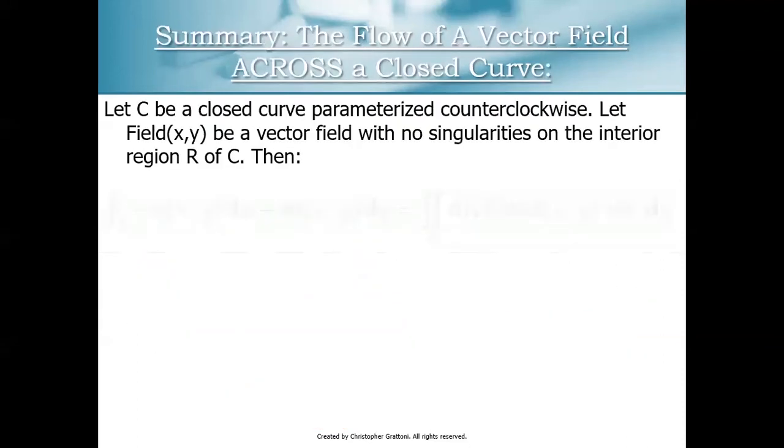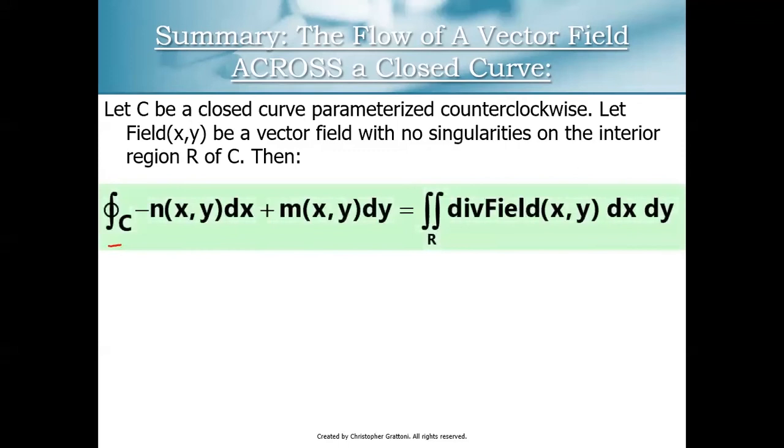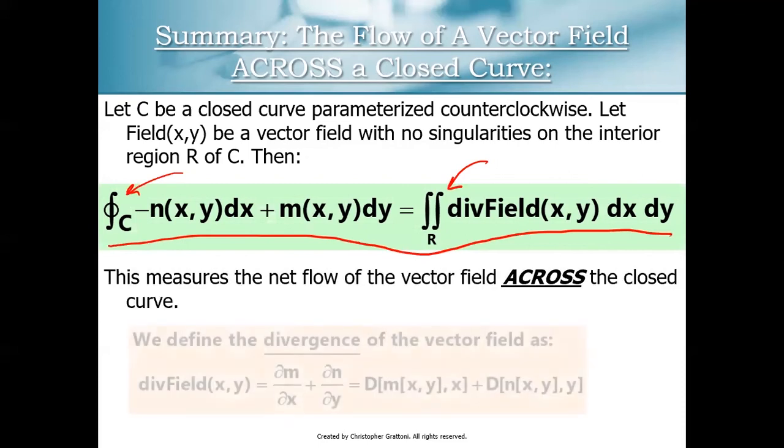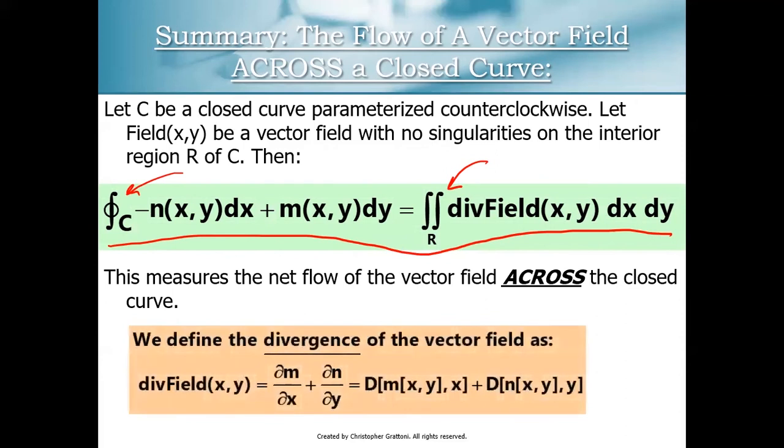So again, here's a quick summary. This is the Gauss-Green formula applied to flow across. We can either choose to do the path integral along the boundary of field dot normal, or we could do a double integral of the divergence over the interior region that the closed curve encloses. Now, divergence in Mathematica would be the derivative of M of x y with respect to x plus the derivative of N of x y with respect to y.